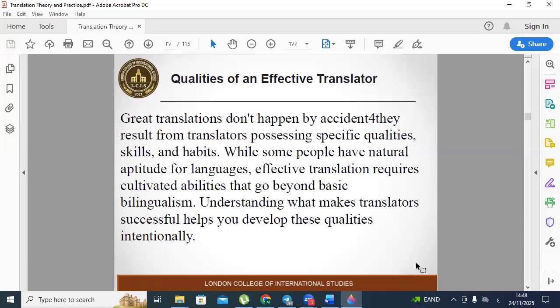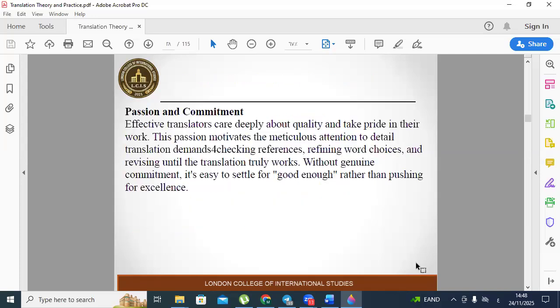Today's results from translators possessing specific qualities, skills, and habits. While some people have a natural aptitude for languages, effective translation requires cultivated abilities that go beyond basic bilingualism. Understanding what makes translators successful helps you develop these qualities intentionally.